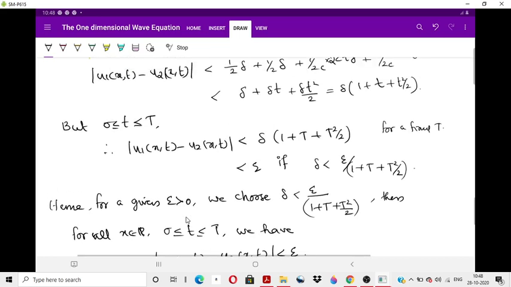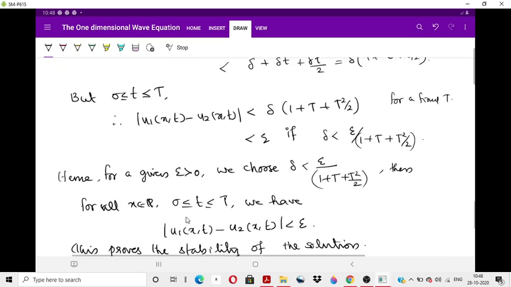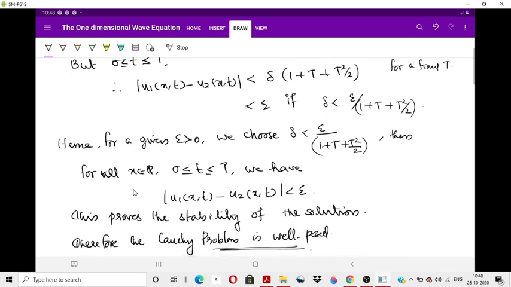So according to the small changes in the initial data and in the external force, there is only a small change in the solution also. That means this proves the stability of the solution. Therefore, the Cauchy problem is well posed.